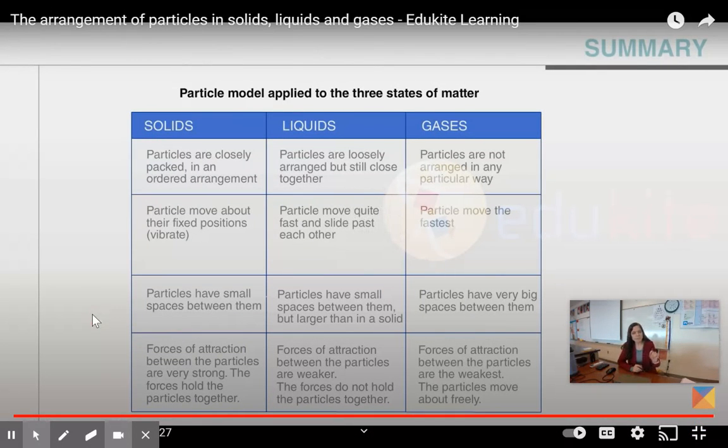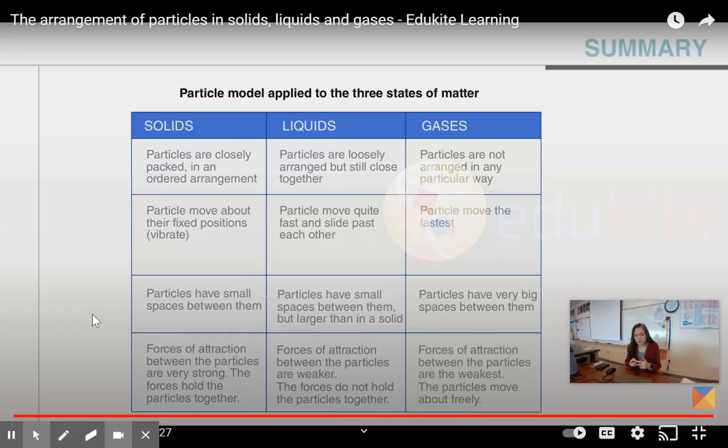Okay, so this is a very good summary. Solids, particles are closely packed in, they have an ordered arrangement, they move about a fixed point, so that means they have a fixed volume and a fixed shape, okay, because they're in crystalline structures. Liquids, they are a little bit looser, they are able to move about, but they still are relatively close together. Because they're able to move about, they're able to flow. So we have no fixed shape, but we do have a fixed volume, okay?